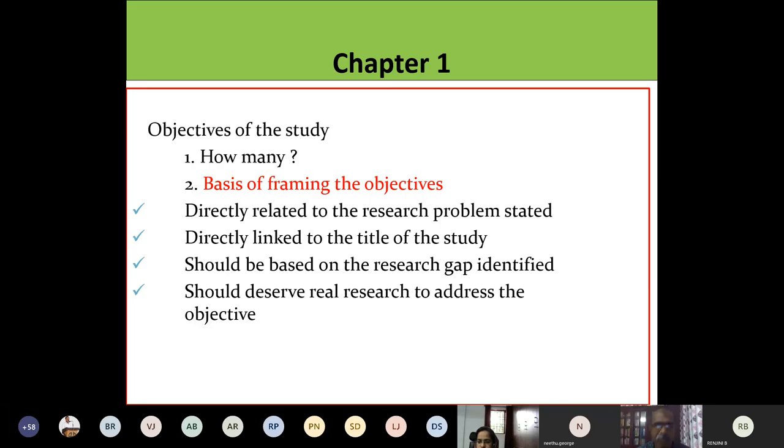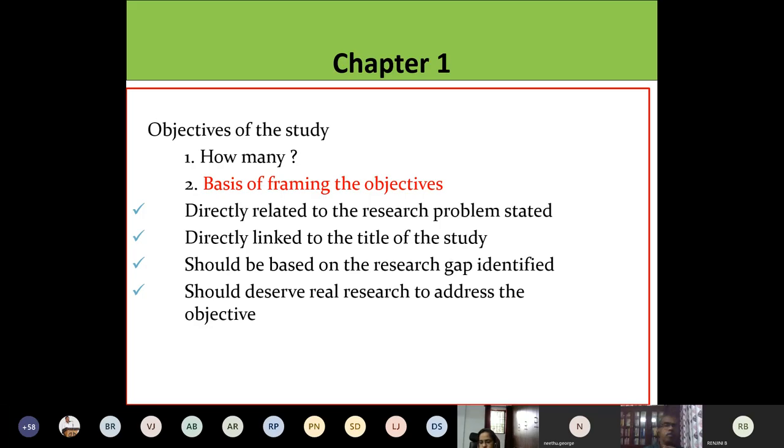No, the number is not fixed. You can have a project with two or three objectives. While fixing the objectives, you look at the research problem and the title. On that basis, your objective should be connected with your research problem as well as the title.